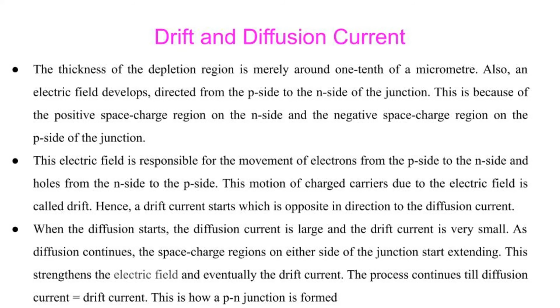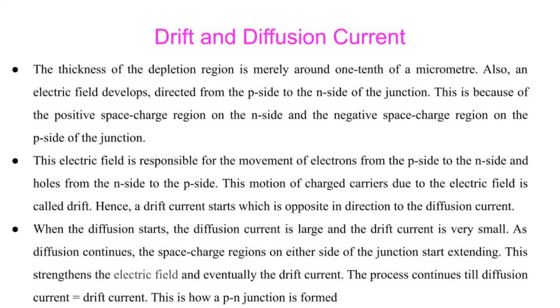Let us see drift and diffusion current. The thickness of the depletion region is merely around 1/10 of a micrometer. Also, an electric field develops directed from the n side to the p side of the junction. This is because of the positive space charge region on the n side and the negative space charge region on the p side of the junction. This electric field is responsible for the movement of electrons from the p side to the n side and holes from the n side to the p side. This motion of charge carriers due to the electric field is called drift. Hence a drift current starts which is opposite in direction to the diffusion current.